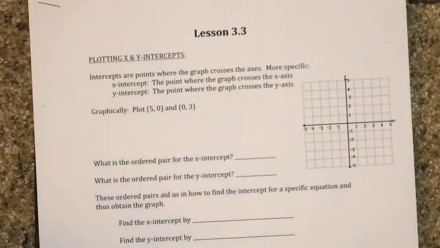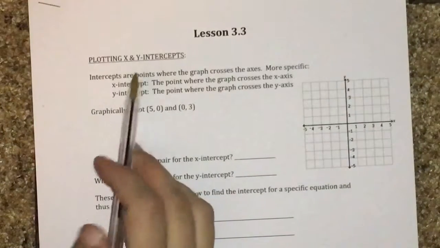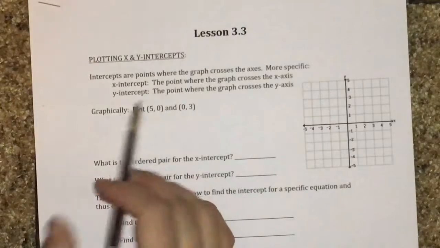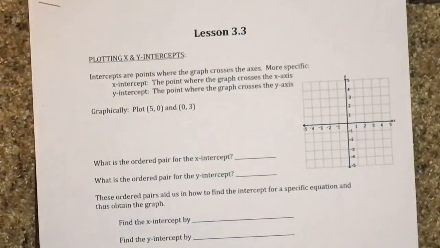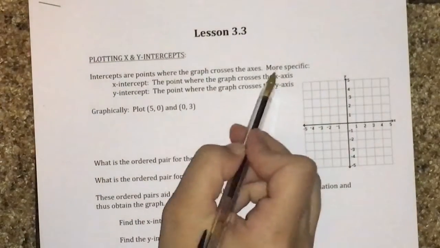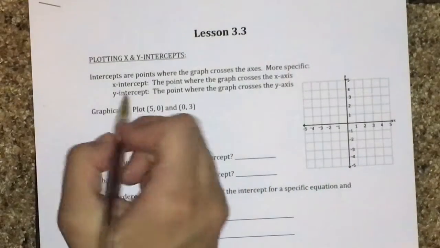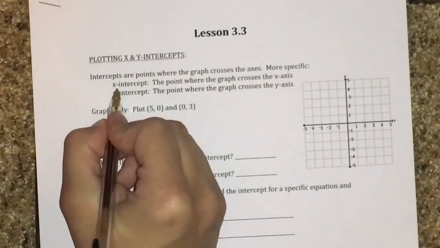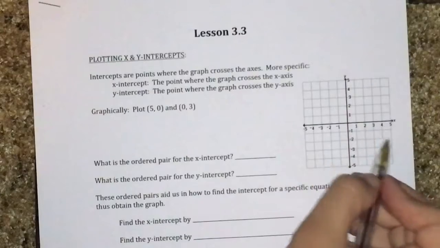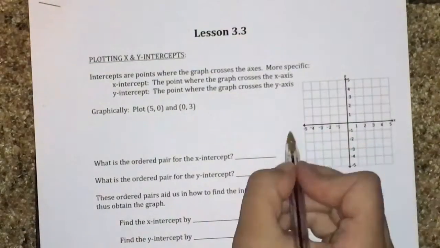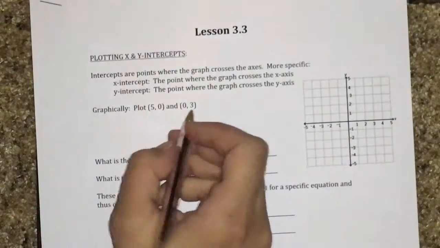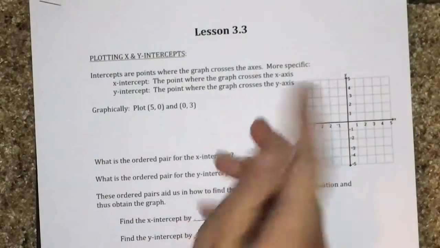Okay, so far we learned one way to graph linear functions. Now we're going to look at another way. We're going to do it by plotting the x and the y intercepts. So intercepts are points where the graph crosses the axes. More specifically, the x-intercept is where my graph crosses the x-axis, and the y-intercept is where the graph crosses the y-axis.